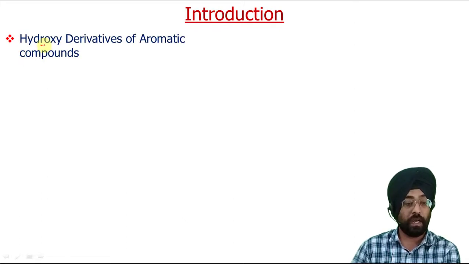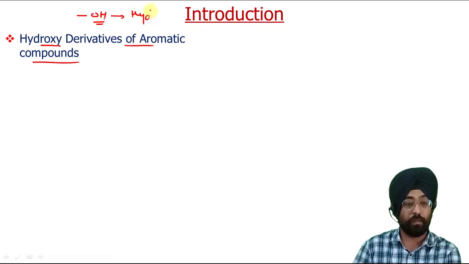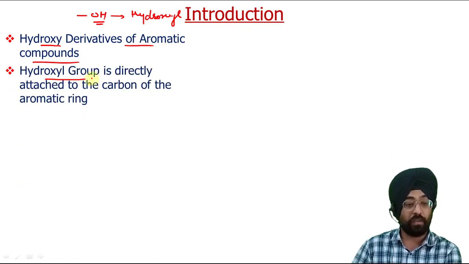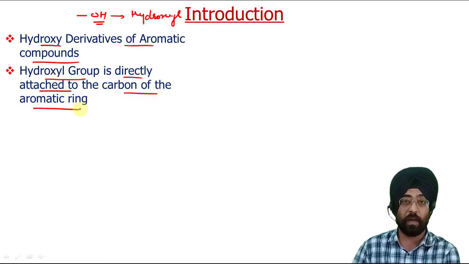Basically, hydroxy derivatives of aromatic compounds are called phenols. So the compounds having this OH group, which is called the hydroxyl group. If we have a hydroxyl group attached to an aromatic compound, and this hydroxyl group is directly attached to the carbon of the aromatic ring, then we call that compound a phenol, or phenols. Phenols is the general name.